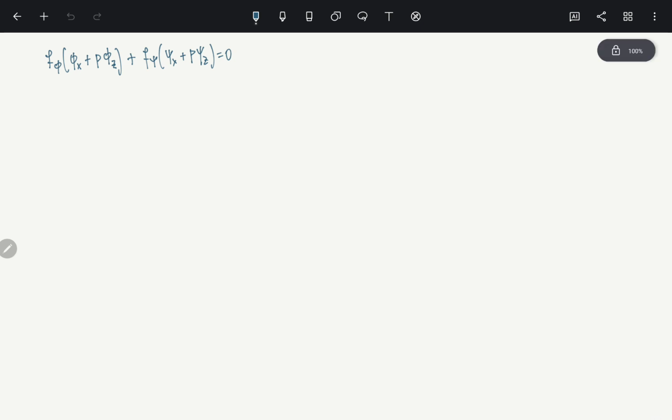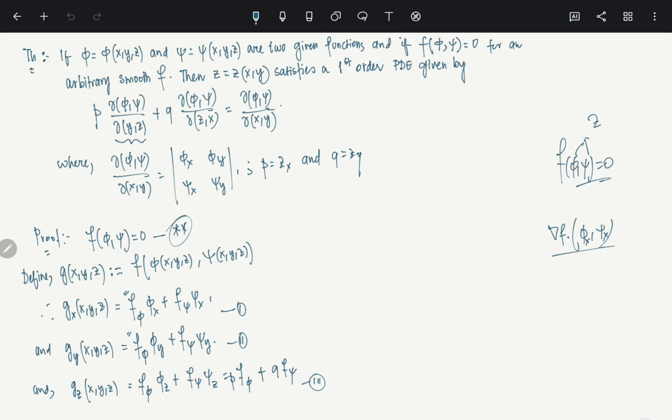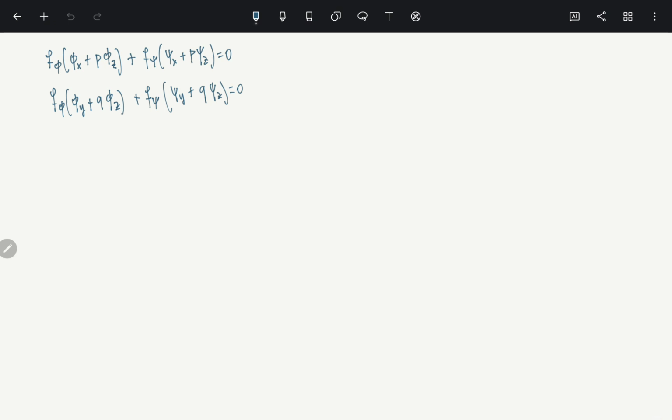So you have this relation, and similarly you also have this relation: f_phi times (phi_y plus q phi_z) plus f_psi times (psi_y plus q psi_z) is equal to 0. Just by adding and multiplying by p, you end up getting that particular thing. So these two relations.